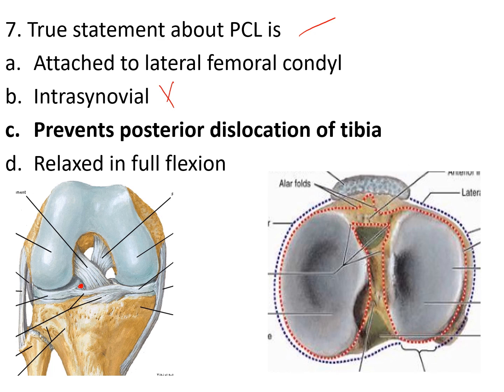It is not intrasynovial, it will be extrasynovial because it is outside the synovial membrane. It prevents the posterior dislocation of the tibia because it is attached to the posterior end of the tibia, and this is taut during flexion, not relaxed.